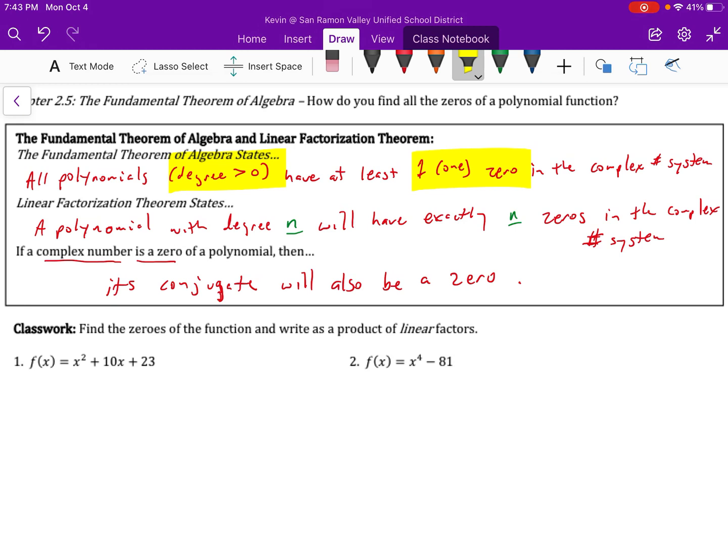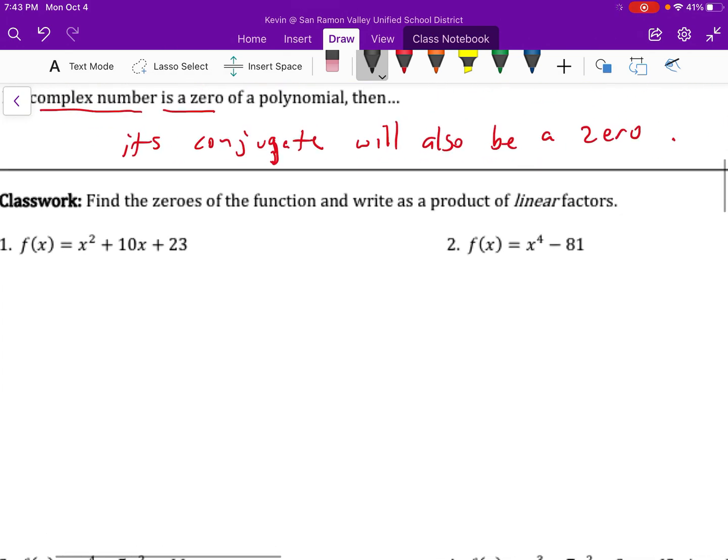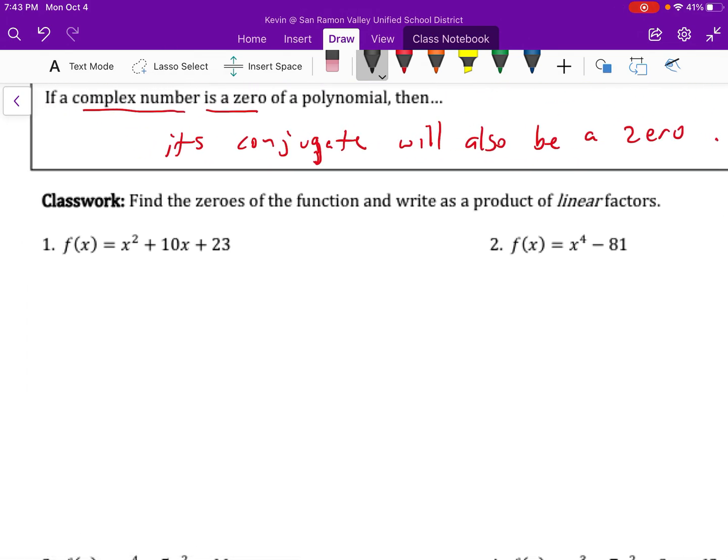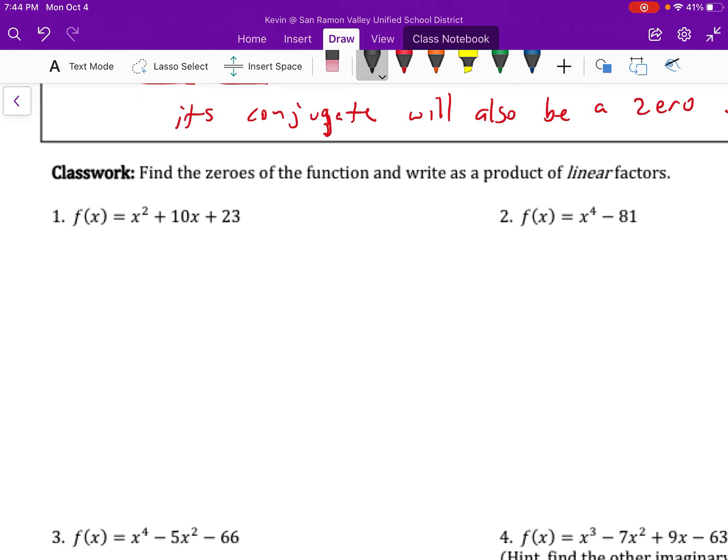Lastly, if a complex number is a zero of a polynomial, then its conjugate will also be a zero of that polynomial. So we'll take a look at two quick problems here. Find the zeros of the function and write as a product of linear factors. So we're going to both find the zeros and write it as a product of linear factors.